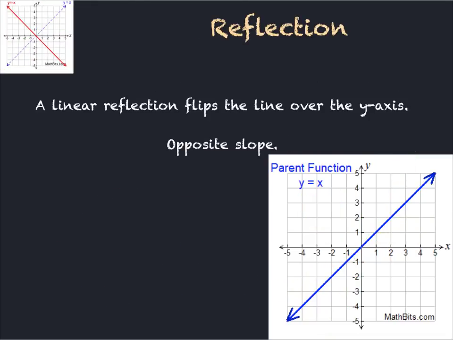So what is a reflection? A reflection flips a line over the y-axis, and that kind of already gave you a hint in the previous slide of how to do a reflection. With the reflection, all we're going to do is have an opposite slope. We're not going to change the y-intercept. We're just changing its slope to its opposite.